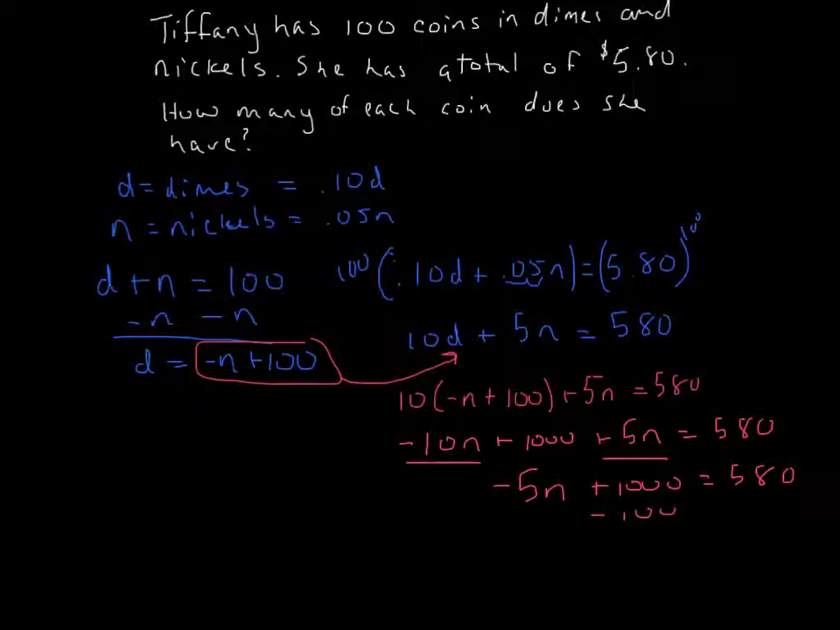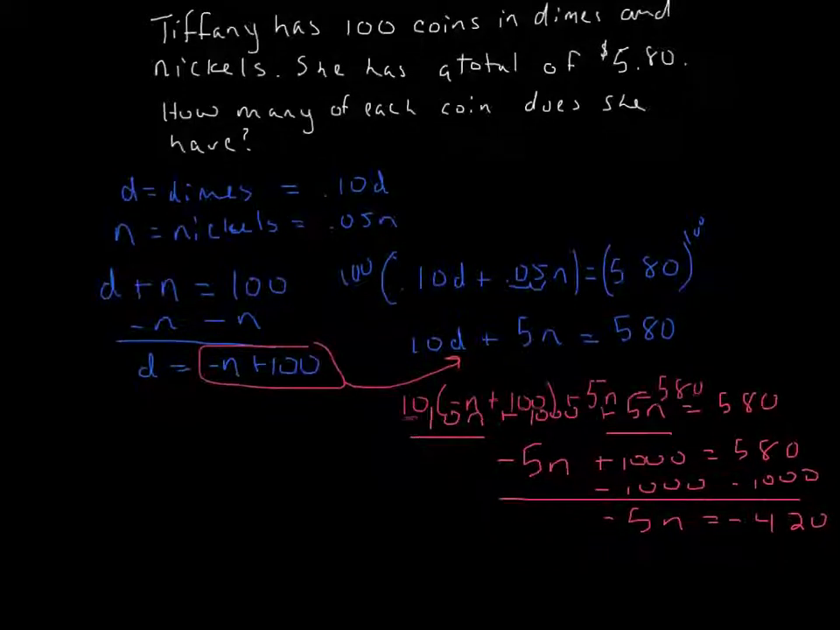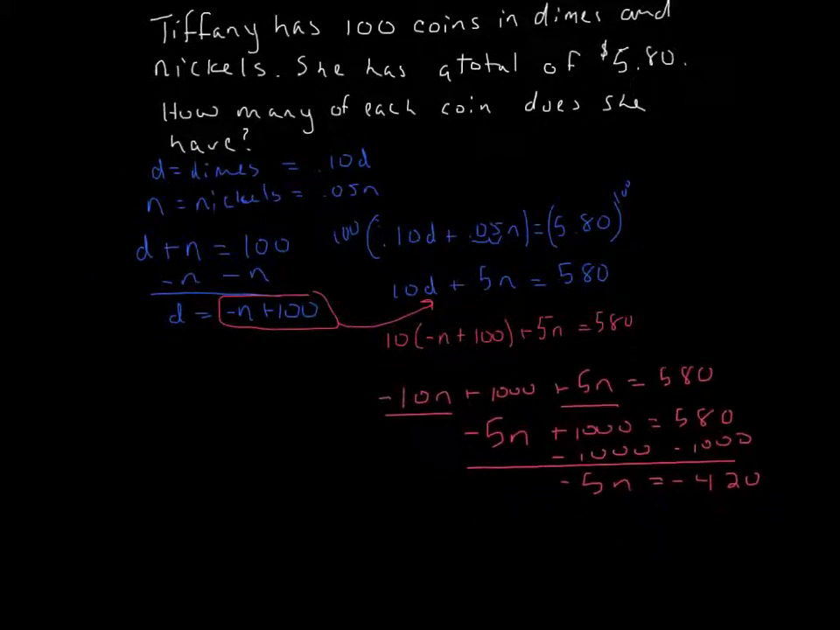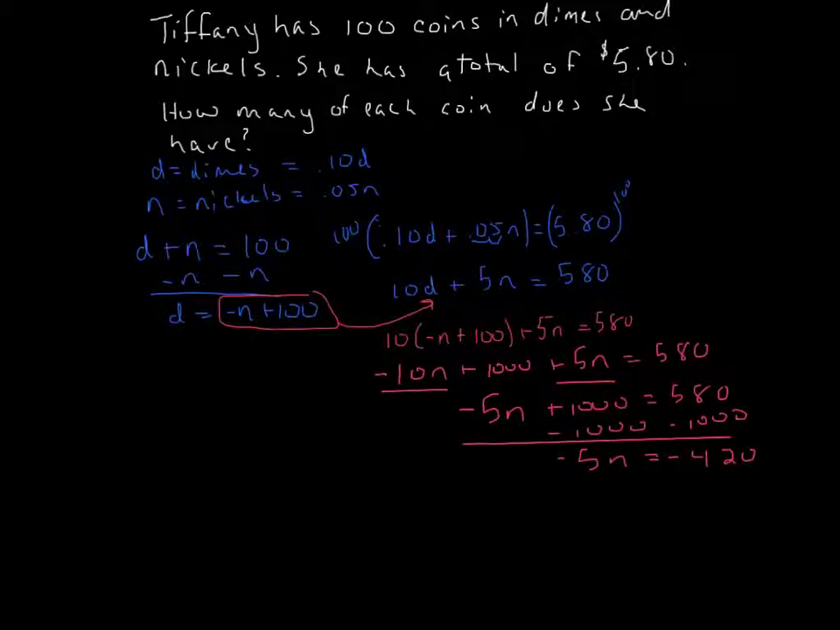Bring our 1,000 over. And we have negative 5N equals negative 420. And I need to shrink it down again. Oh, wow, this isn't good. Let's shrink them both down there. Okay, and then we're going to divide by negative 5 to get N by itself. So we got N equals, and I did this work ahead of time, so N actually equals 84. Okay, so our nickels is 84. So we have 84 nickels.